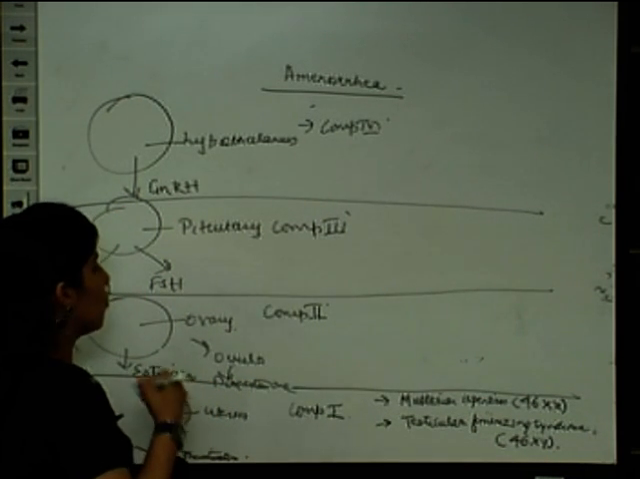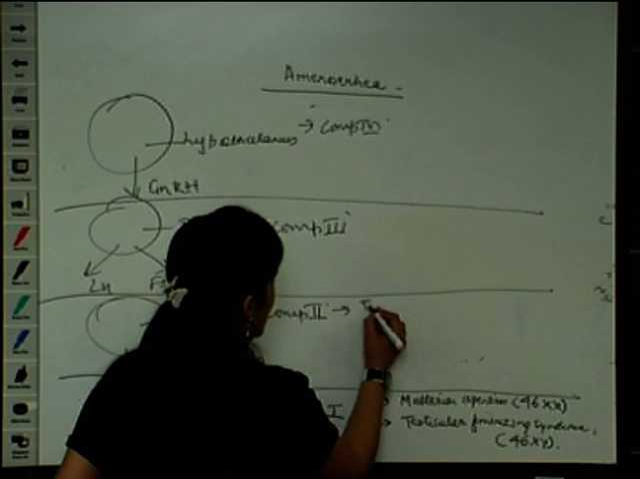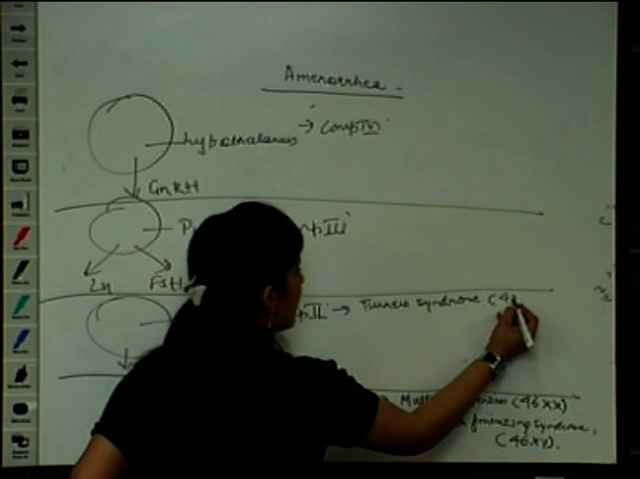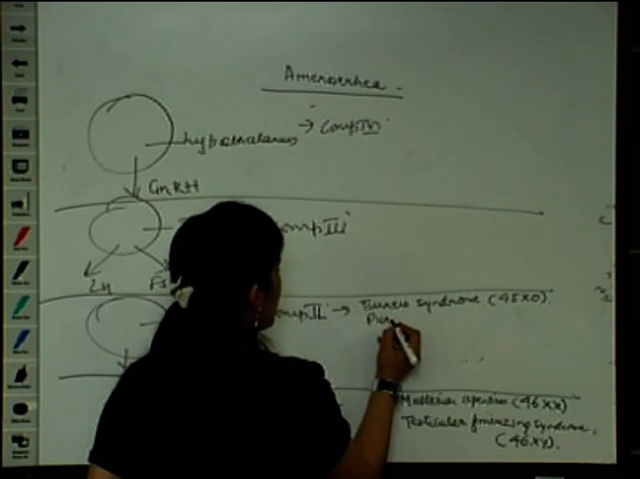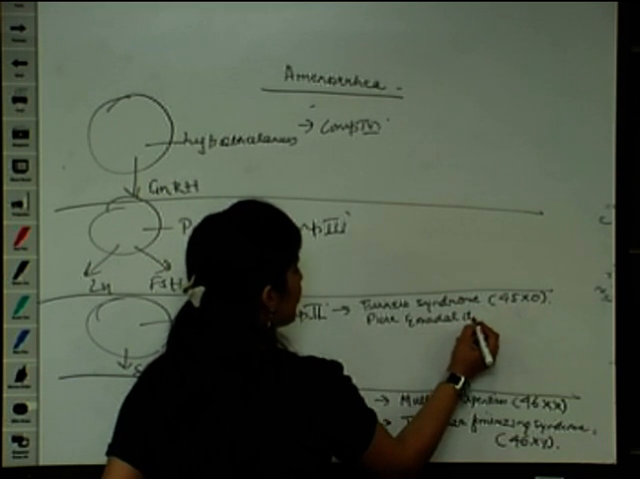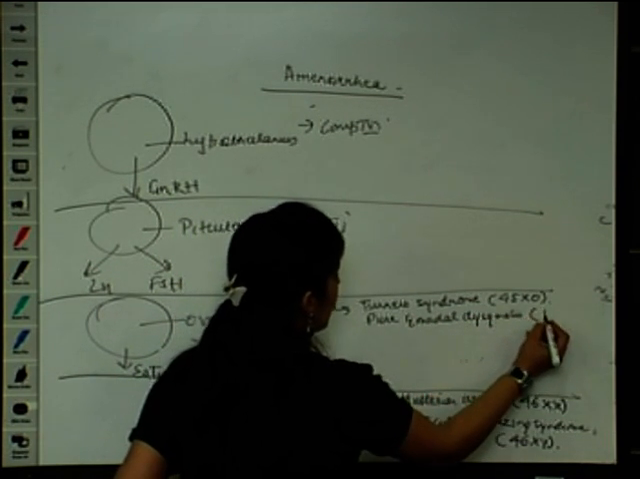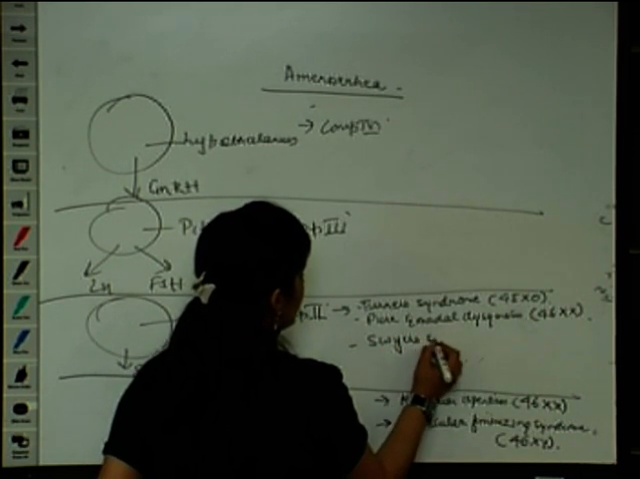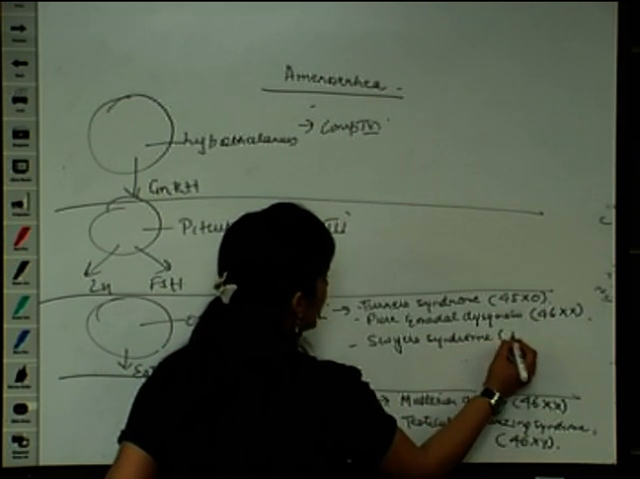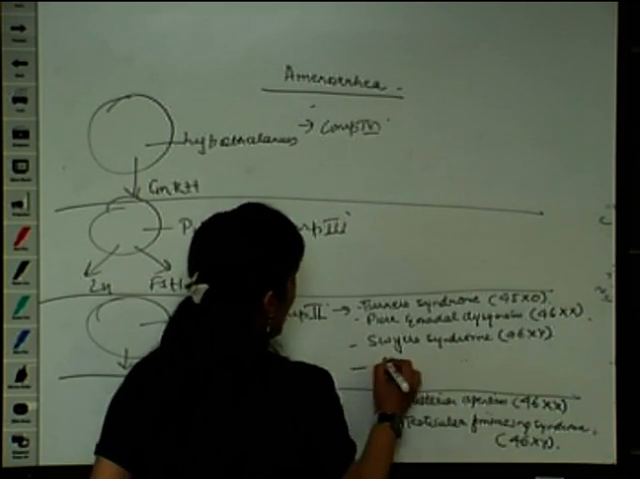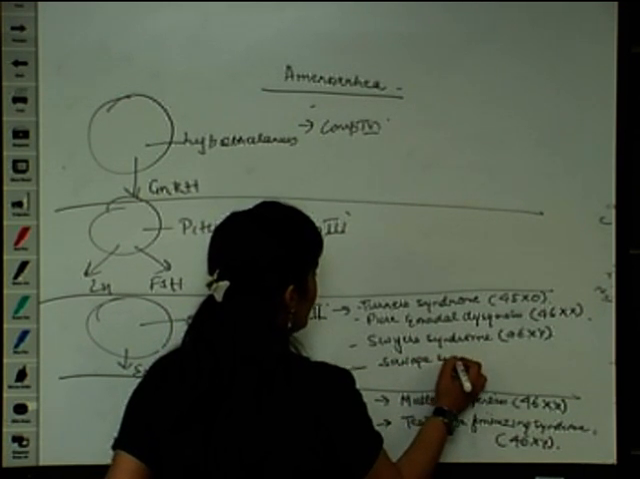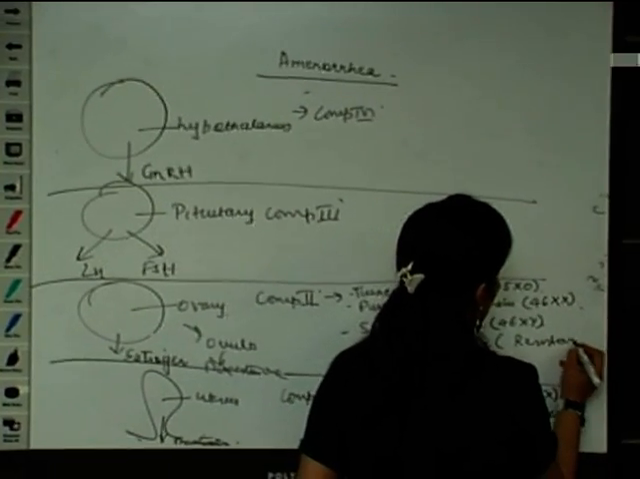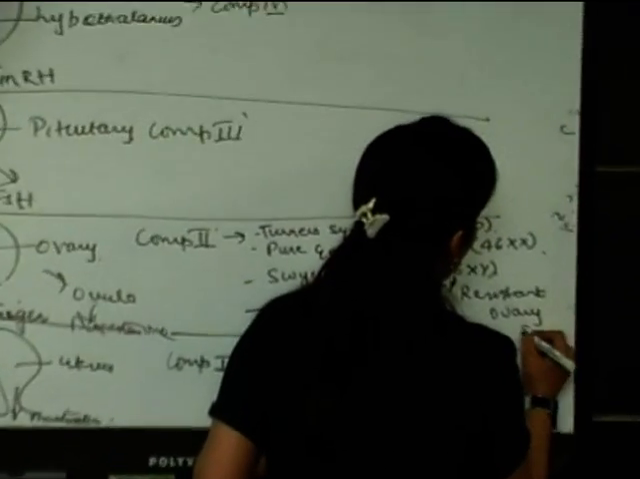In compartment 2, ovarian causes, the most important causes are Turner syndrome, 45X0, pure gonadal dysgenesis, 46XX, Swyer syndrome, 46XY, and Savage syndrome, that is resistant ovary syndrome.